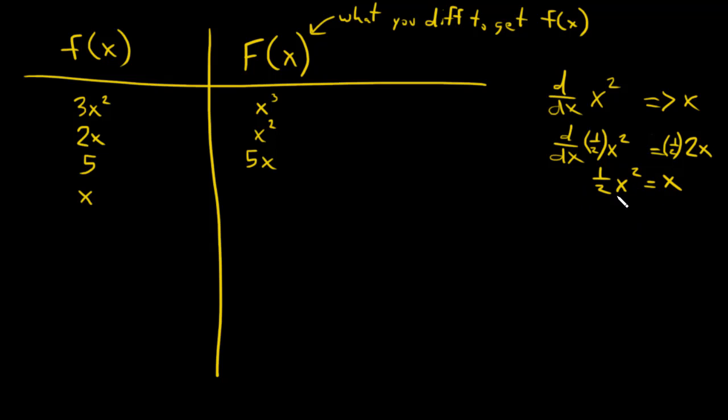Well, differentiate 1/2 x squared. 2 times 1/2 is 1. And then I subtract 1 from the exponent. And I get x, which is exactly what I want. So what do I differentiate to give me x? I differentiate 1/2 x squared. Okay? Let me put some lines in here so that we're not too floaty.